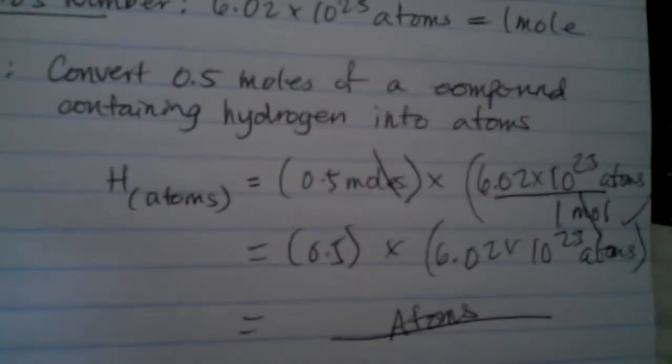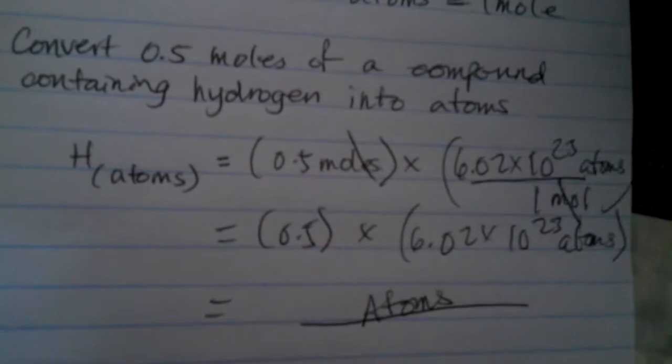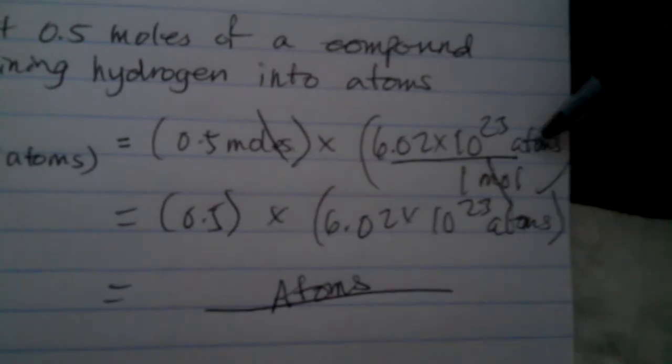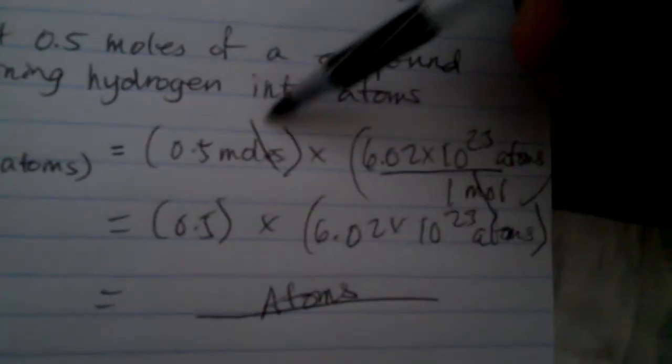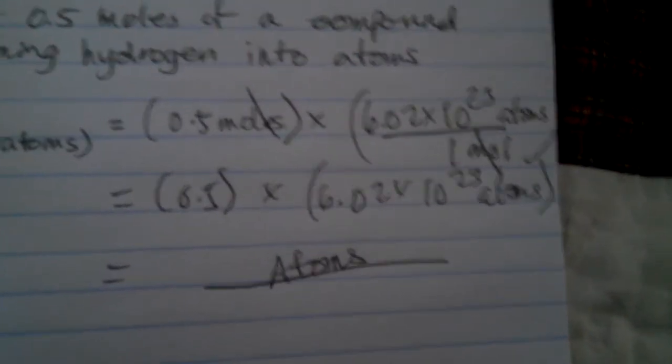So it's basic algebra. It's really simple. There's really nothing much to it. You just have to understand conversions, and you have to understand proportionalities. If I have 6.02 times 10 to the 23rd atoms per 1 mole, obviously you're going to have less atoms if you are multiplying by half a mole.